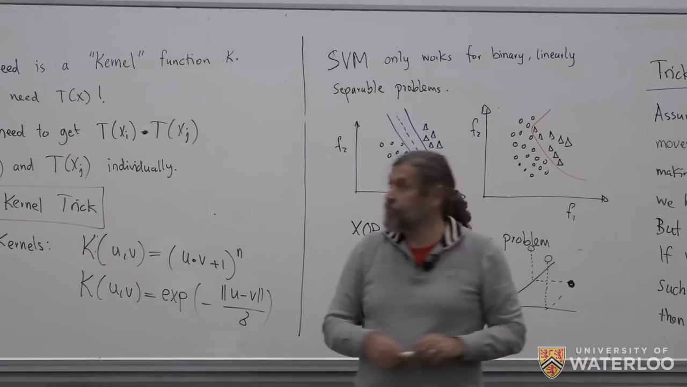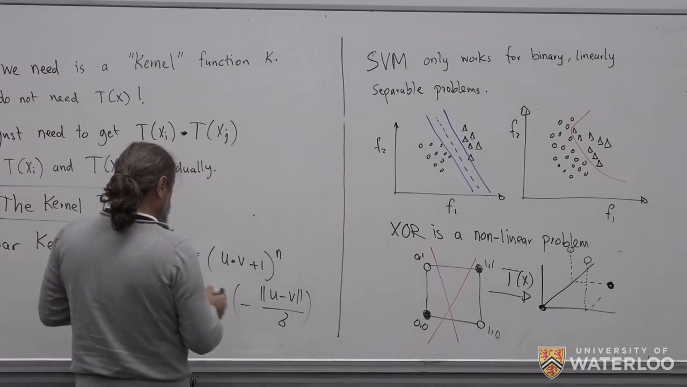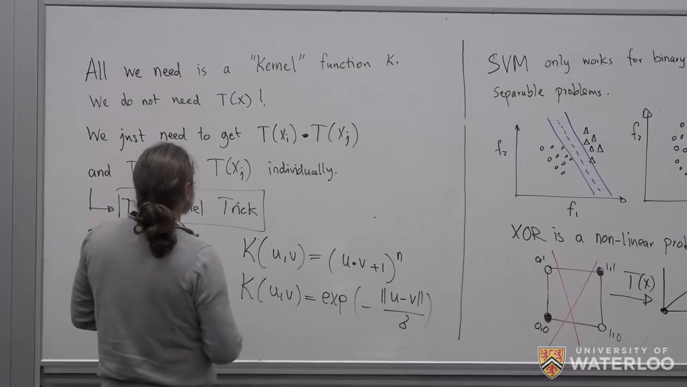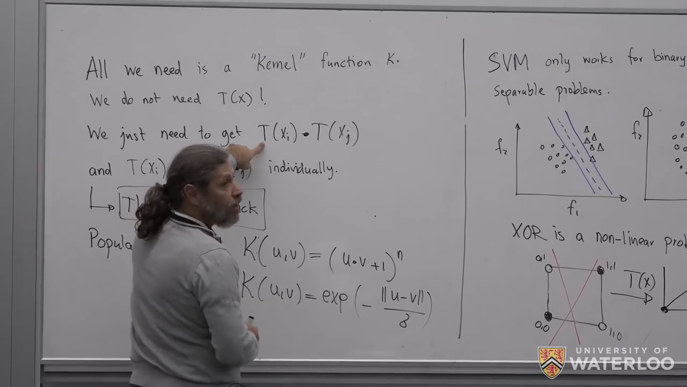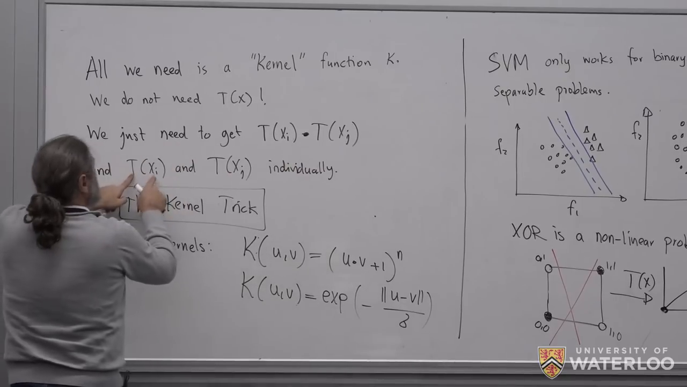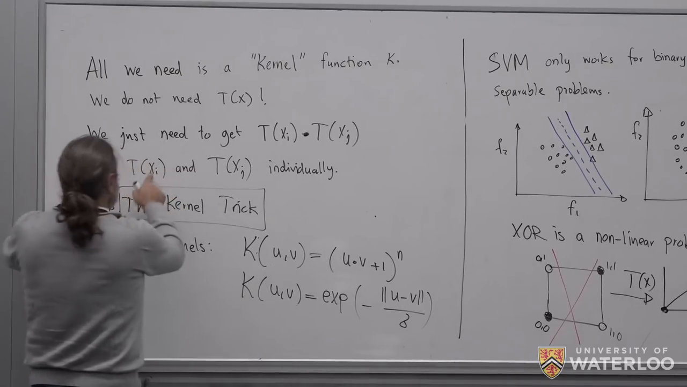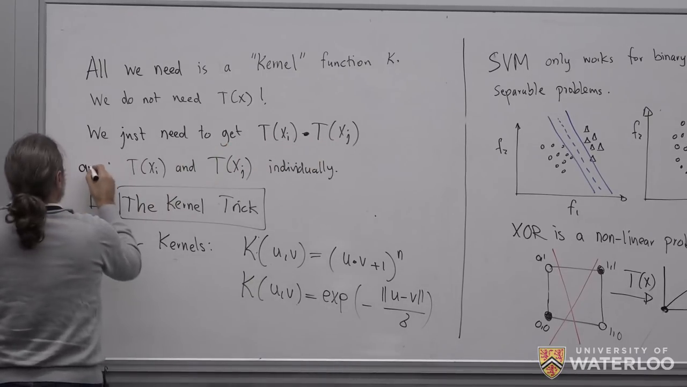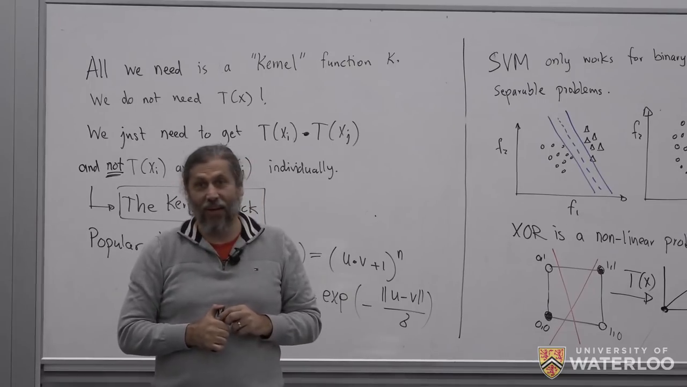Yes? Which one? So here? Where? Fourth line here? Here or here? So here? Okay. So to get this product, instead of getting this and this separately. So we just need to get this and not this and this individually. Is that now clear? Okay, we can talk about it.